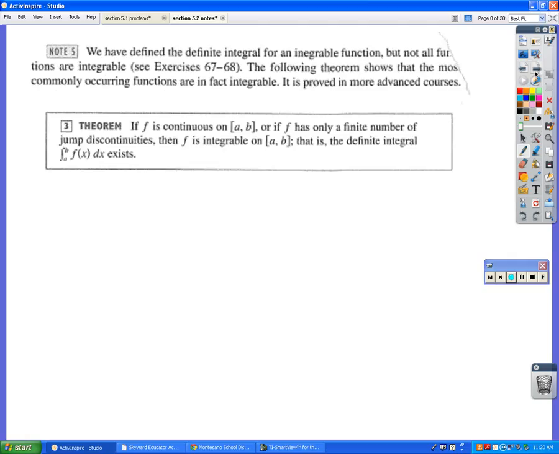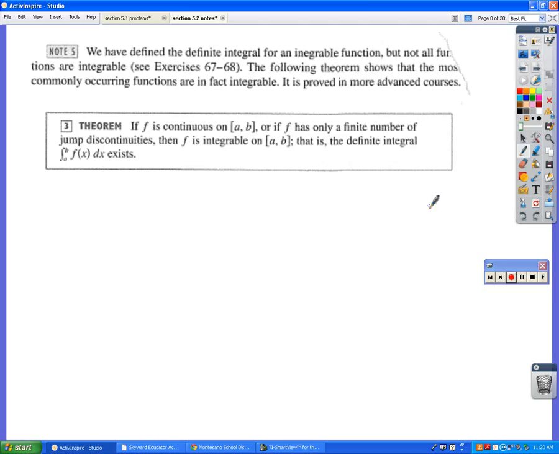Correct. Note number 5. We have defined the definite integral for an integrable function, but not all functions are integrable. The following theorem shows that most commonly occurring functions are in fact integrable. It is proved in more advanced courses. Somebody mentioned this before, when we were talking about asymptotes or something like that.